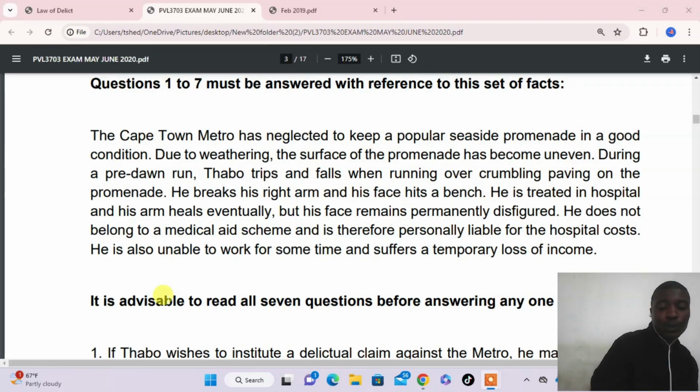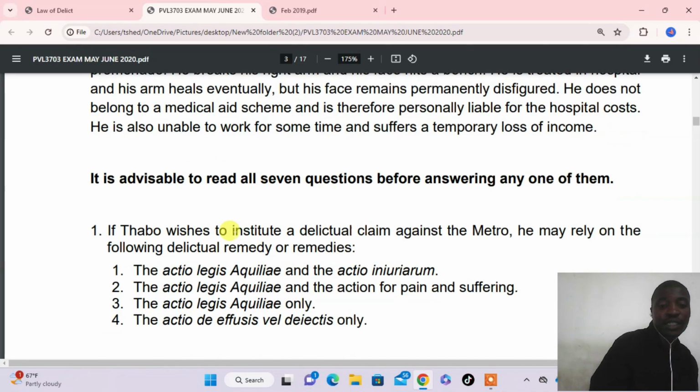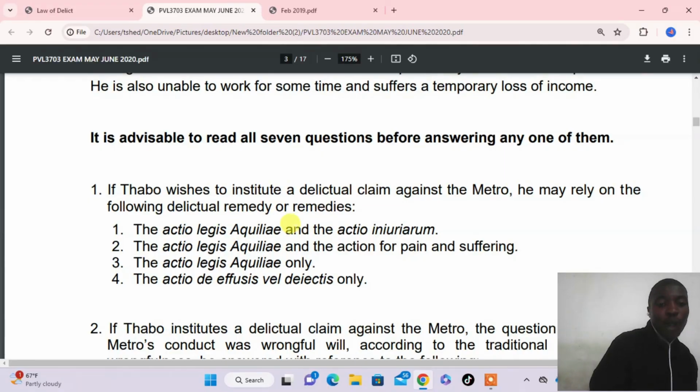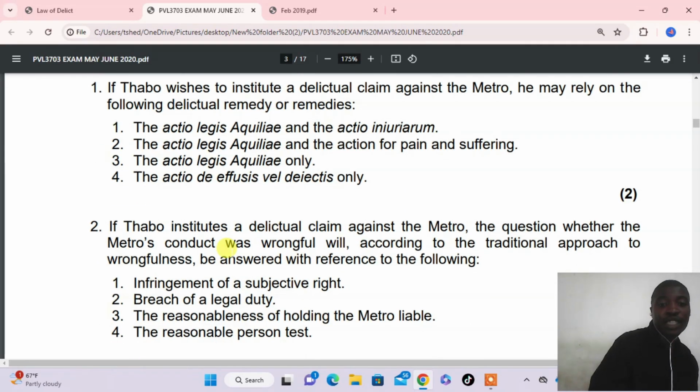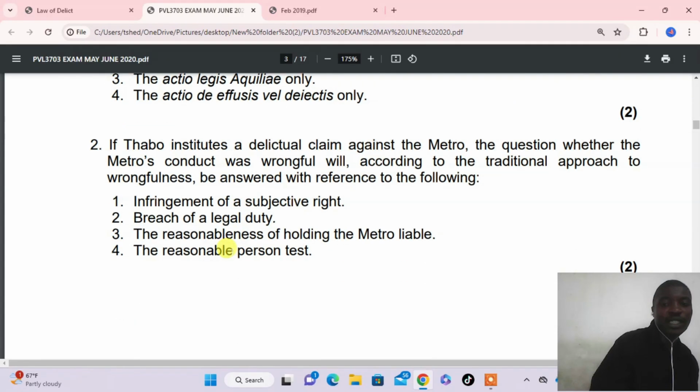Then we go to the questions so that we are able to answer some of the questions about wrongfulness. I won't be entertaining the one on remedies because that question is based on remedies and we have not talked about remedies. So we'll go to number 2. If Tabo institutes a delictual claim against the Metro, the question whether the Metro's conduct was wrongful will, according to the traditional approach to wrongfulness, be answered with reference to the following. Number 1, infringement, breach of legal duty, reasonableness, reasonable person test.